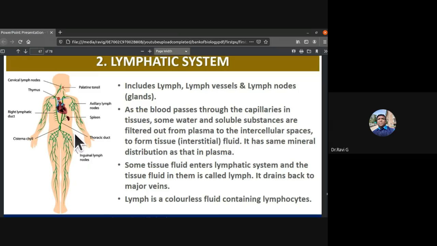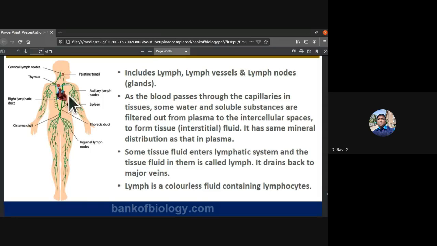As the blood passes through the capillaries in tissues, some water and soluble substances are filtered out from the plasma to the intercellular spaces to form tissue fluid or interstitial fluid. The intercellular spaces are filled with this tissue fluid or interstitial fluid. It has the same distribution as that in plasma.